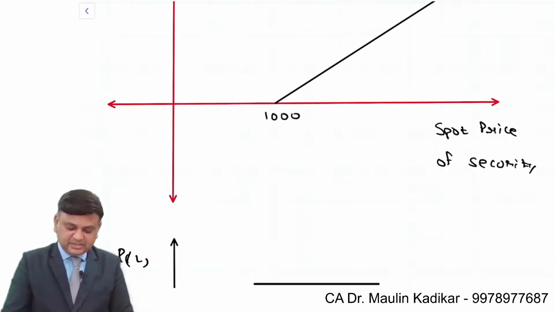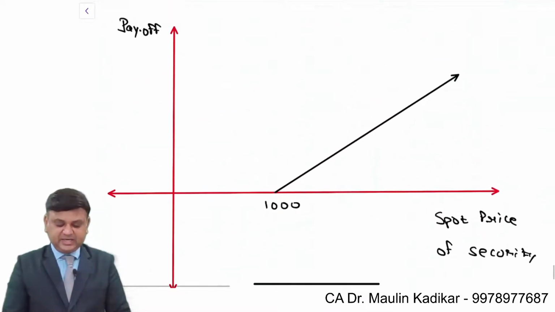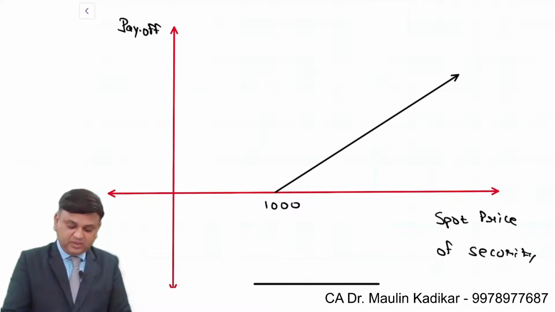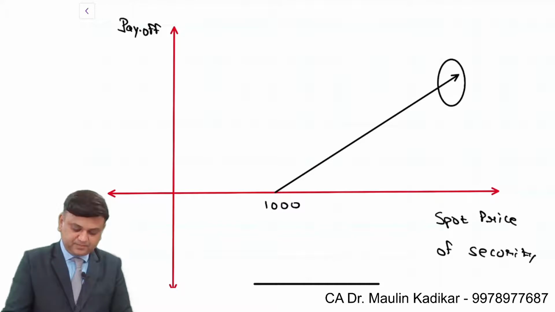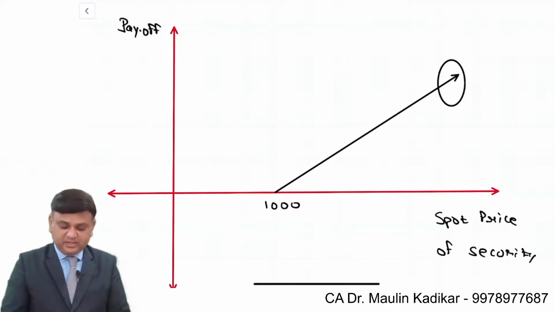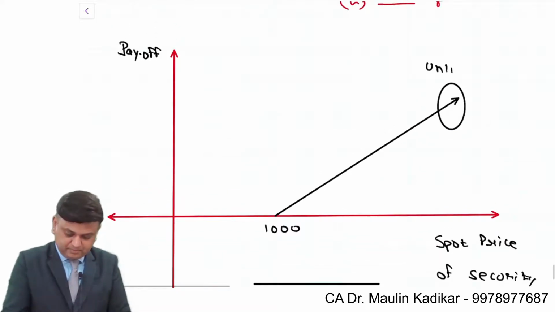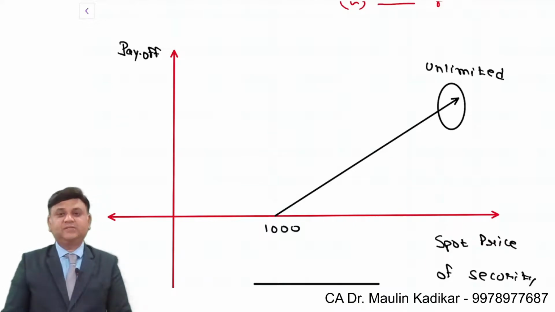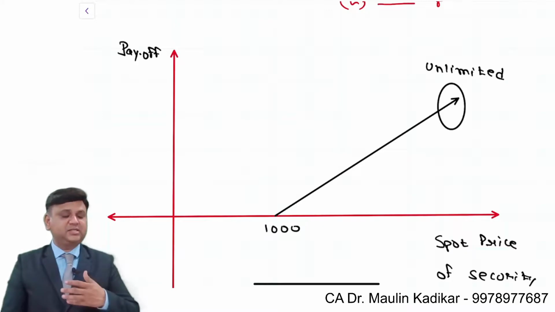So with the increase in the price beyond 1000, we can see that it goes positive, and this value will go to an unlimited amount. Why? Because with the increase in the price, there is unlimited possibility of making a payoff.